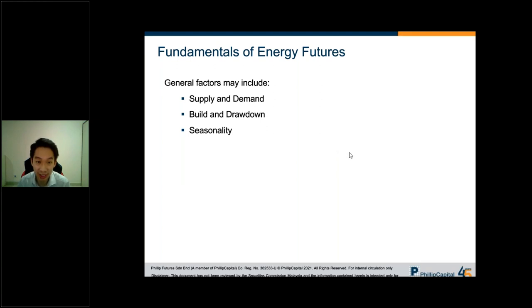Seasonality means, in one particular year, in which month usually the energy futures will be higher. So at certain times of the year, like maybe summer or winter, how the demand and supply will look like.